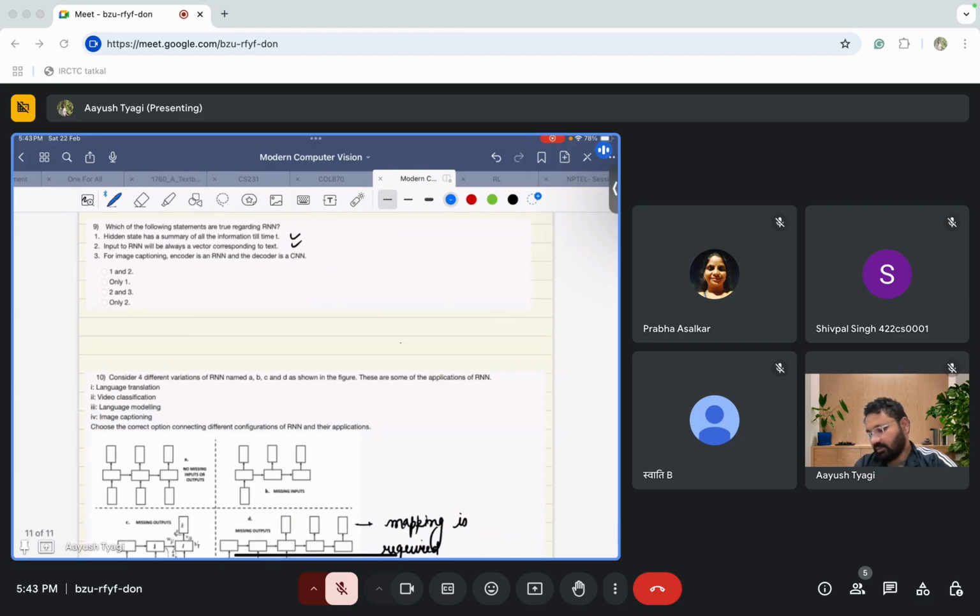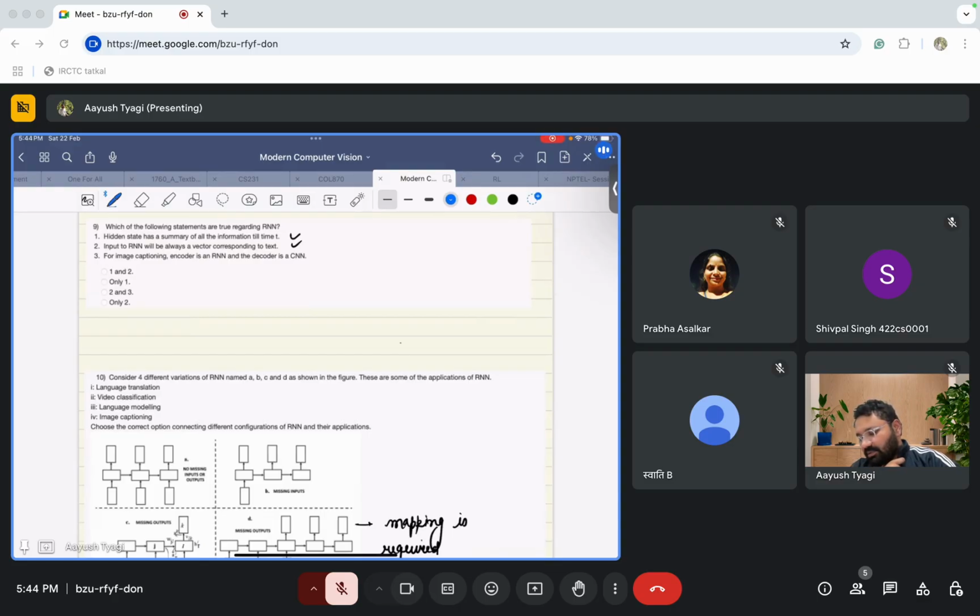So the next question is, which of the following statements is true regarding RNN? The hidden state has a summary of all the information till time t. That's true, right? Because there is a shared hidden representation, and we are updating the hidden representation at each time step. Input to the RNN will always be a vector corresponding to a text. You cannot directly feed text information. It has to be in a vectorized format, right?